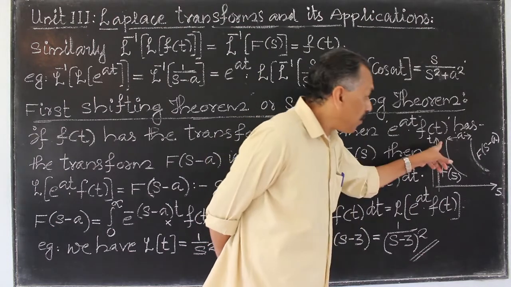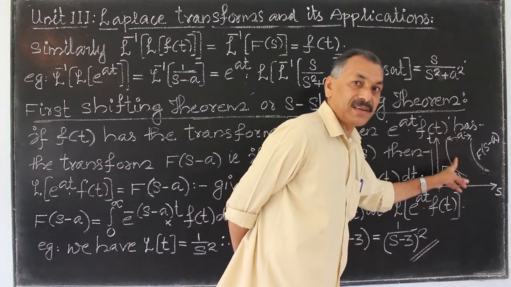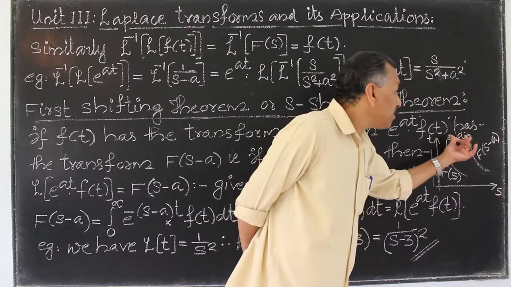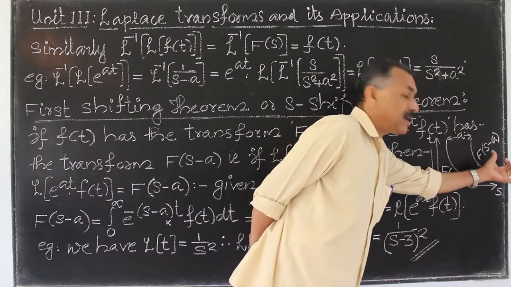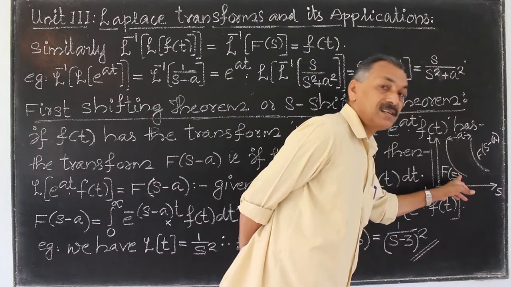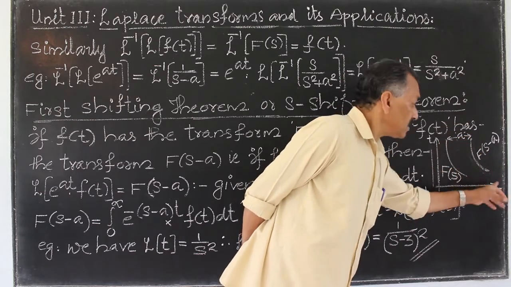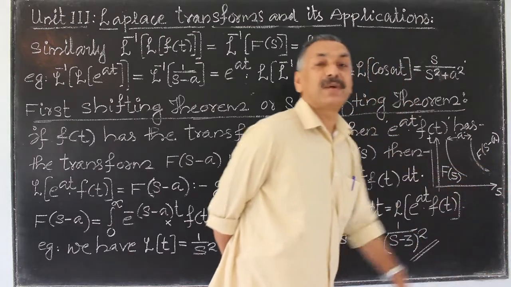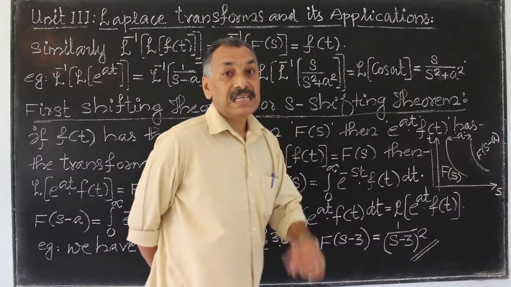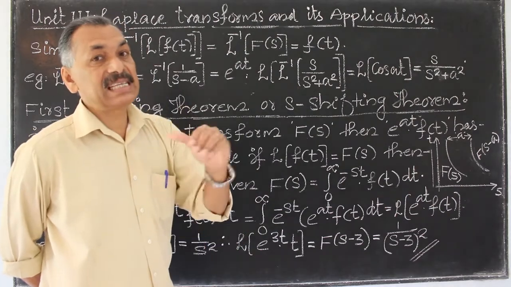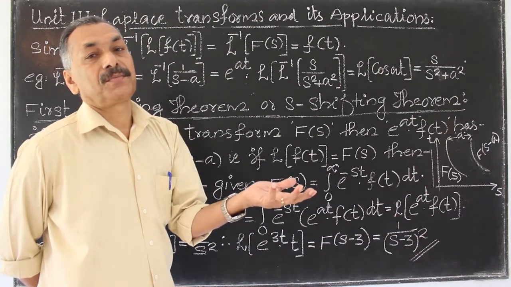ഓക്കെ, f of t യുടെ ട്രാൻസ്ഫോം ഇതാണ് കർവെങ്കിൽ, e raised to at into f of t ട്രാൻസ്ഫോം എന്തായിരിക്കും? ഇതിനെ ഒരു എ യൂണിറ്റ് ഷിഫ്റ്റ് ചെയ്യണം, ആക്സിസിനെ കൊണ്ട് F of s minus a. ഇത് F of s ആണ്, ഇതോ s minus a എന്ന് പറഞ്ഞ പോയിന്റ്. നമ്മൾ എസ് എന്ന് പറയുന്ന പോയിന്റ് എ യൂണിറ്റ് കൊണ്ട് മാറ്റും, F of s minus a. That is the first shifting theorem. അതായത് എസ് ഷിഫ്റ്റിംഗ്, എസ് ആക്സിസിൽ എ യൂണിറ്റ് ഷിഫ്റ്റ് ചെയ്യും.